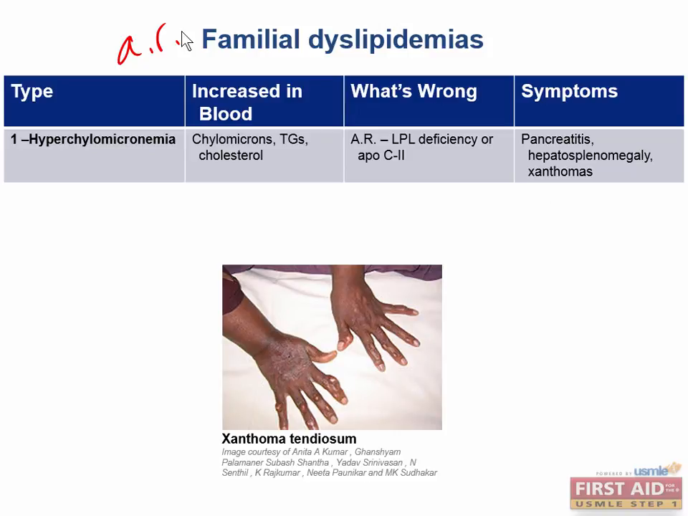This can result in pancreatitis, hepatosplenomegaly, and xanthomas. So you can see an example of a xanthoma tendinosum here in the picture. You can see those on the fingers there. It's important to note that hyperchylomicronemia does not increase the risk of atherosclerosis, since there's not going to be high levels of LDL present.